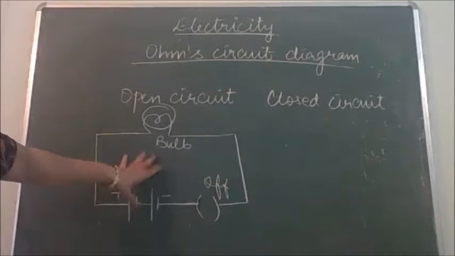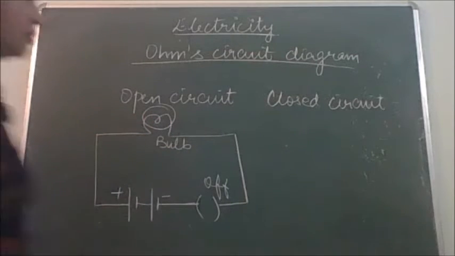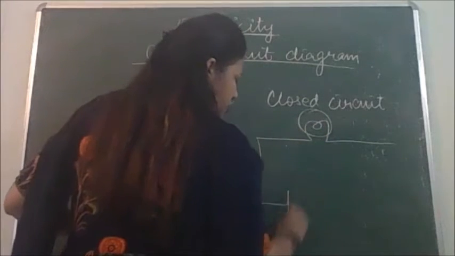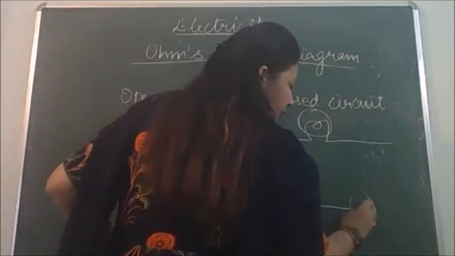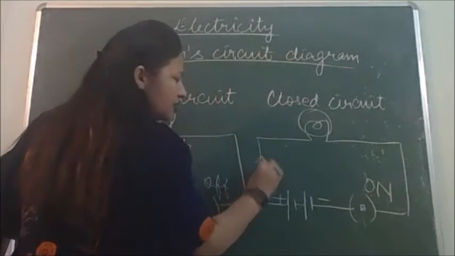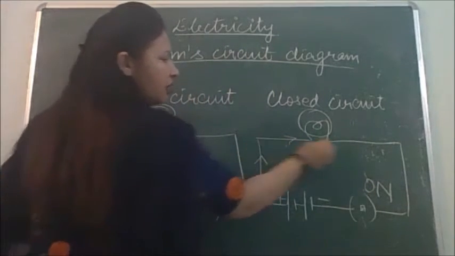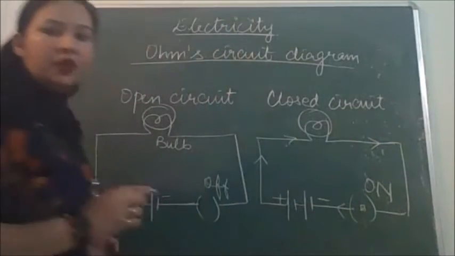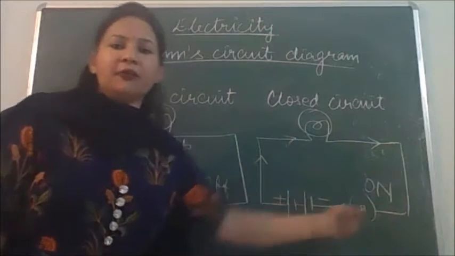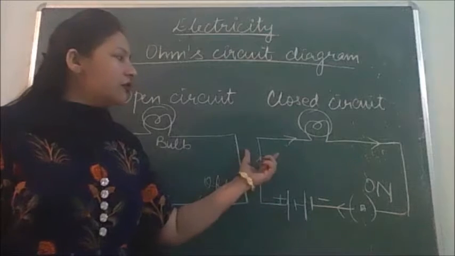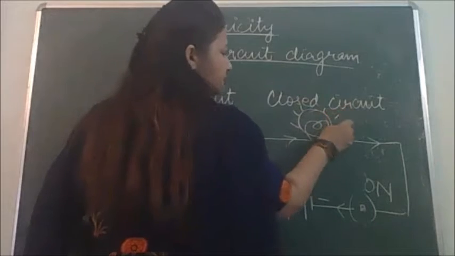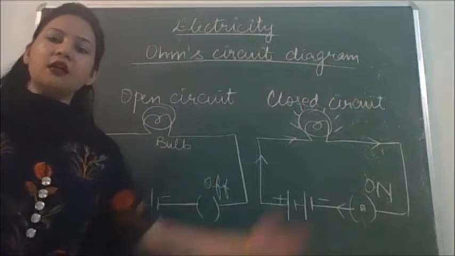So this is an open circuit and we have said that the bulb is not glowing here. But in the same circuit, if I press the switch and the switch is in the on position, now the current will start flowing from the positive terminal of the battery to the negative terminal. You know the direction of conventional current is always from positive to negative terminal of the battery. So as current flows through the bulb, it will glow now. This kind of circuit is a closed circuit.